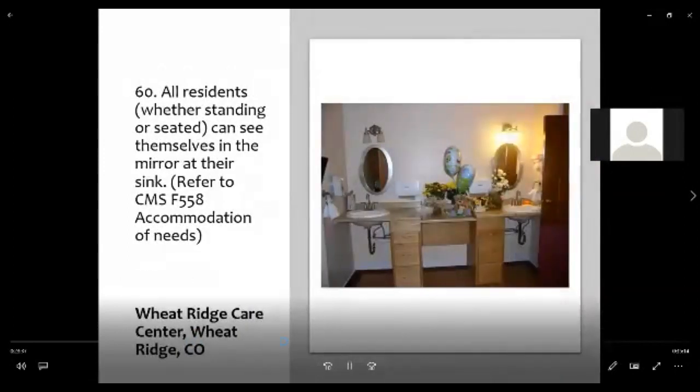All right, number 60, all residents, whether they stand or sit, can see themselves in a mirror at the sink. And so there are different ways to do this. Here's one example. You could use the tilt mirrors. You could use a regular mirror, just make sure mirrors are down as far as they can go. You can use a full length mirror if you have the space.